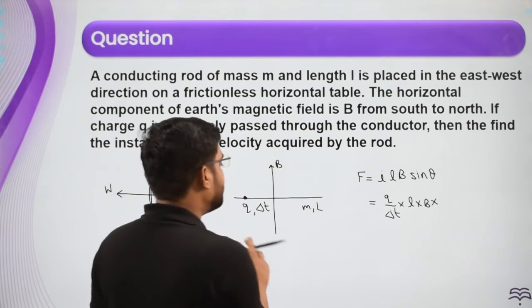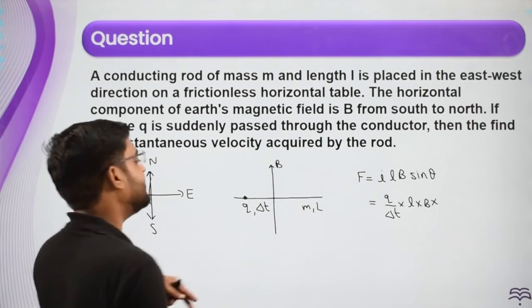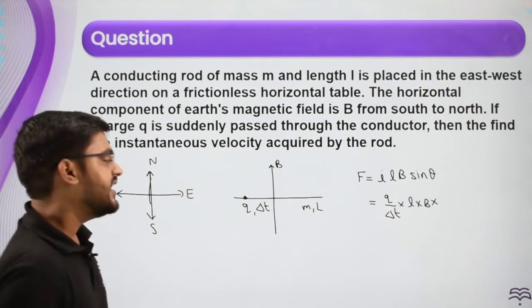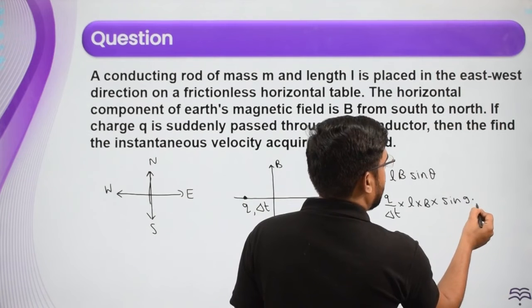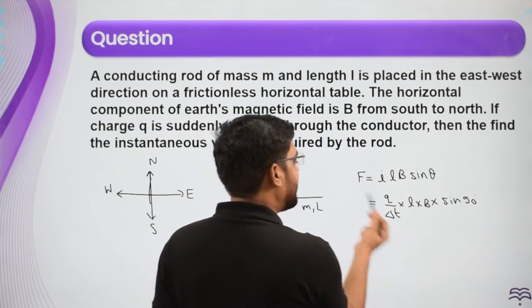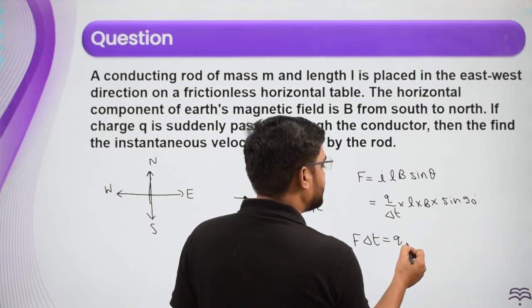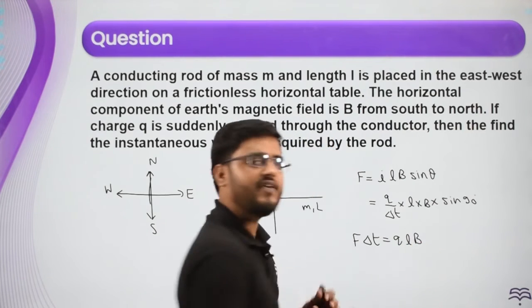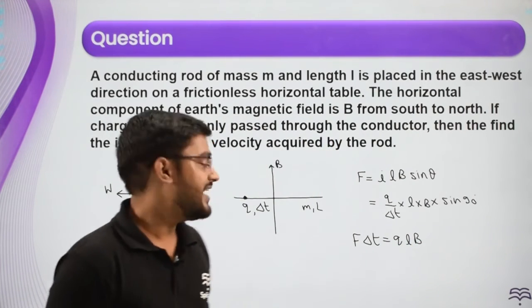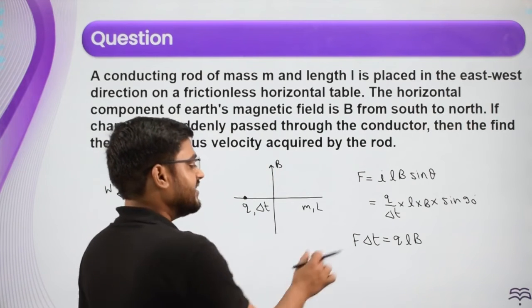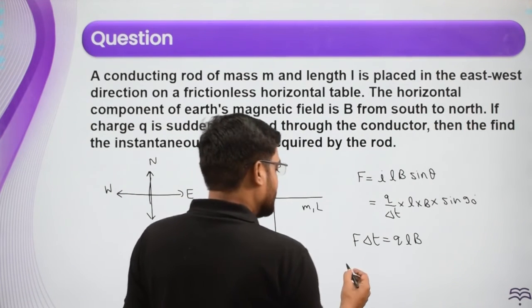The angle between L vector, which is in this direction, and B vector, which is in north-south direction, is basically 90 degrees. So I'm writing sine 90. And here I am taking this delta T going the other way around. So I'm writing F delta T is equal to QLB. What is F delta T? That's change in momentum, right? That's impulse.